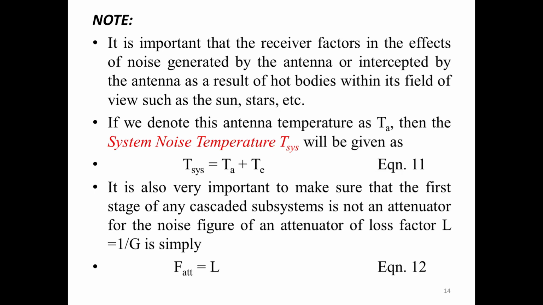It is also very important to make sure that the first stage of any cascaded subsystem is not an attenuator, for the noise figure of an attenuator of loss factor L is equal to 1 over G and is simply given as F attenuator is equal to L, the loss, equation 12.